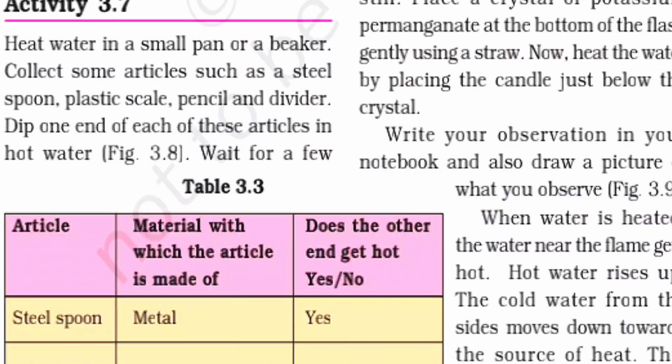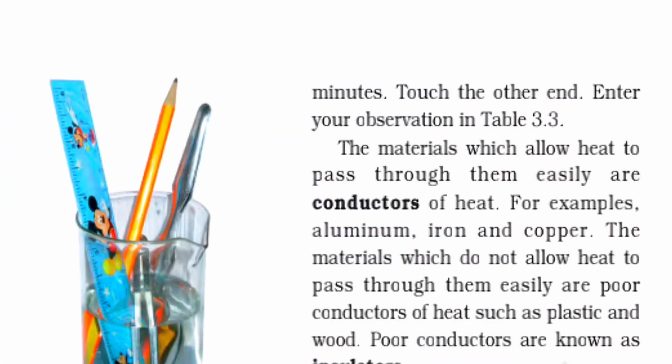Activity 3.7. Heat water in a small pan or a beaker. Collect some articles such as a steel spoon, a plastic scale, a pencil and a divider. Dip one end of each of these articles in hot water. Wait for a few minutes. Touch the other end. Enter your observation in table 3.3.